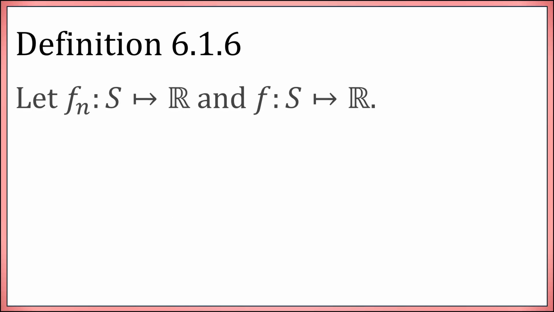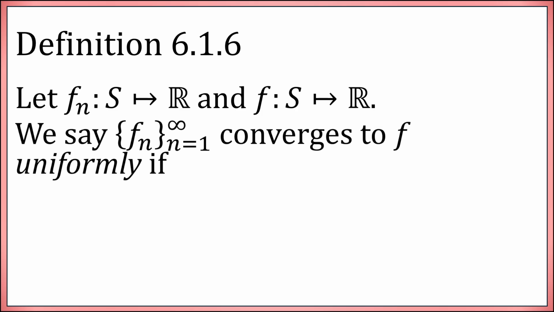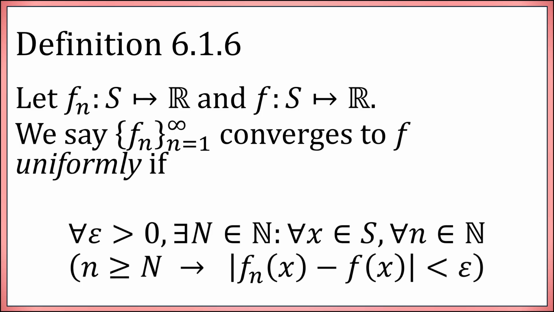So here's the definition. Let fn be a sequence of functions mapping S into R and f be another such function. We say that the sequence of functions fn converges to f uniformly if, for every positive epsilon, there exists a natural number capital N, so that for every x in S and every natural number little n, if little n is bigger than or equal to capital N, then the distance between fn of x and f of x is less than epsilon.